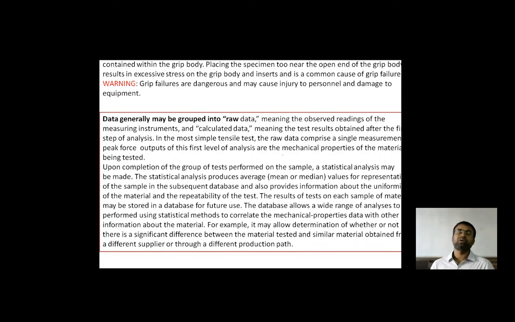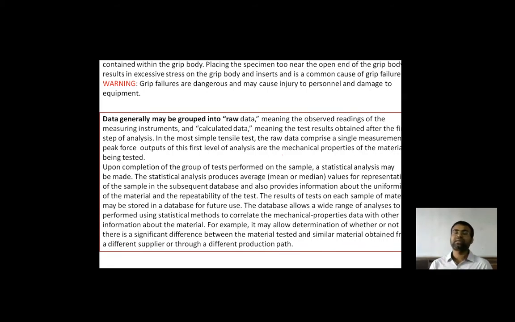Upon completion of a group of tests performed on the sample, a statistical analysis may be made. This statistical analysis produces the average, mean or median values as a representation of the sample in the subsequent database, and also provides information about the uniformity of the material and the repeatability of the test. So this statistical work needs to be done after the testing of that material.